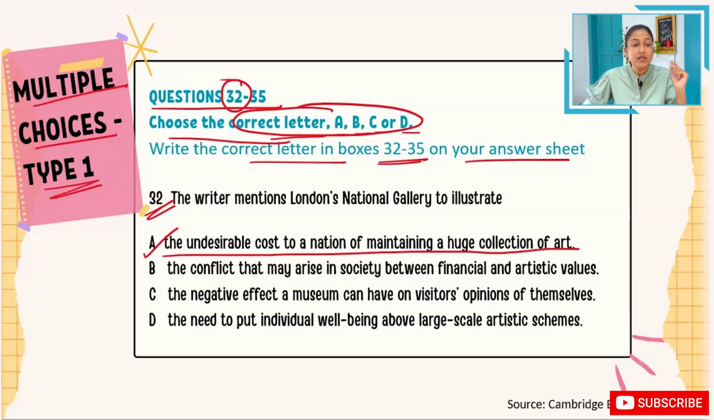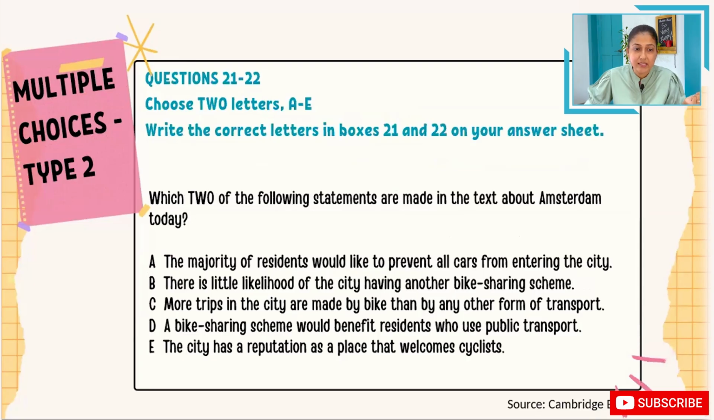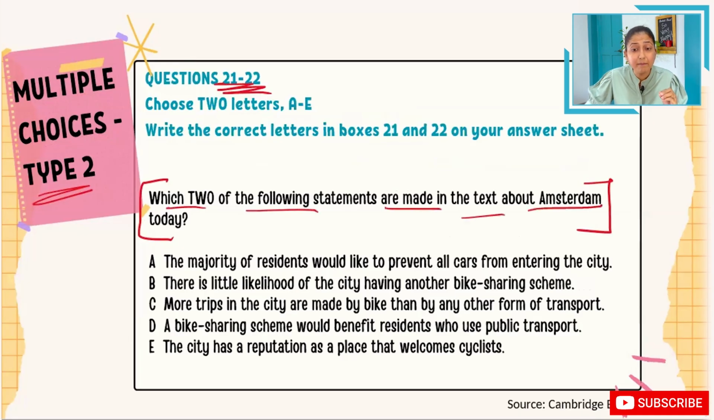Let's move on to the second type of multiple choice. Here what do we see? It says questions 21 to 22. That means when you read this particular question, which is, for example, which two of the following statements are made in the text about Amsterdam today? It is talking about two statements which are made in the text.